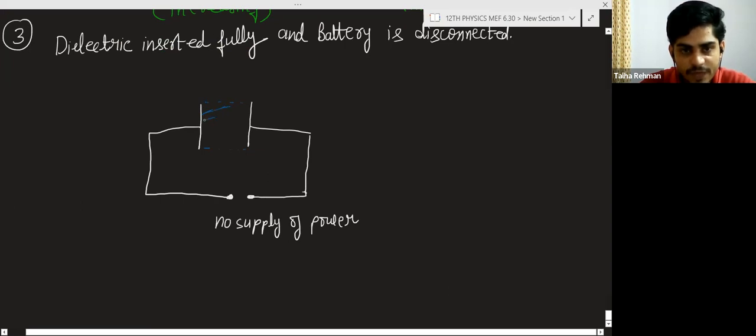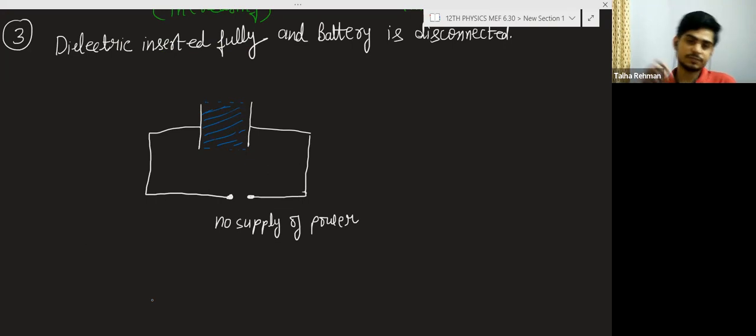So this time we have a parallel plate capacitor. Earlier there was air in between the plates of the capacitor, and what we have done now is, firstly we connected this with a battery. The battery remained connected and the dielectric is filled. Now the case is that the dielectric is filled after the battery is connected, and now the battery is removed.